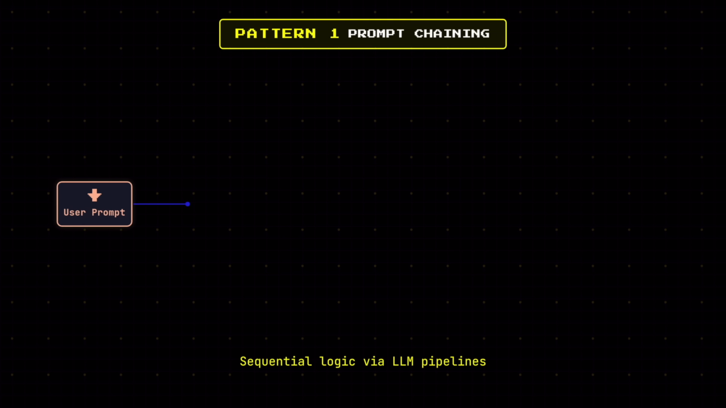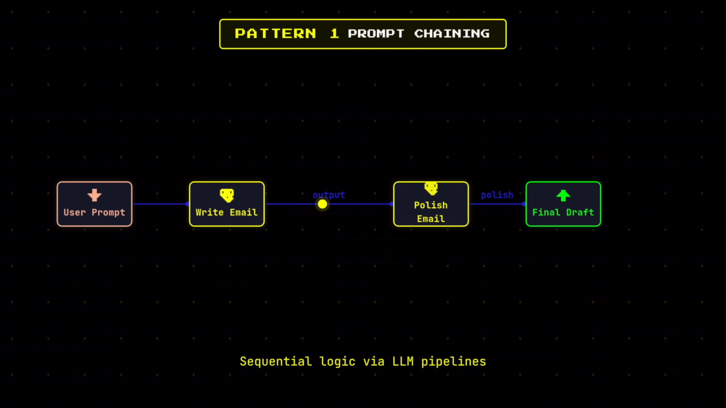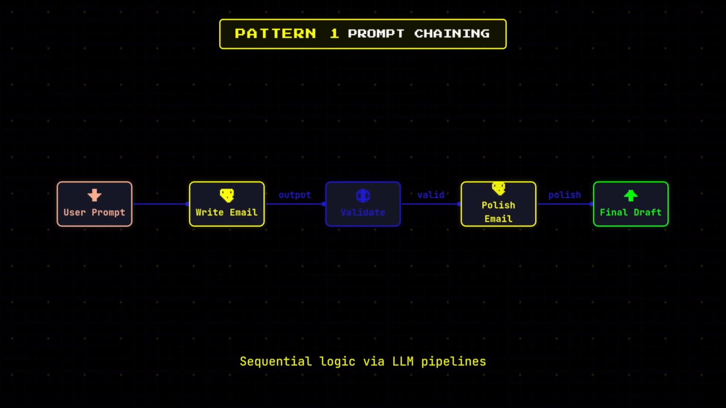The simplest pattern: you break a task into sequential steps where each LLM call processes the output of the previous one. Say you want to draft an email and then review it. Step 1, the LLM writes the email. Step 2, a second LLM call reviews what the first one wrote and polishes it. You can add programmatic checks between steps, validating the output before passing it to the next call.